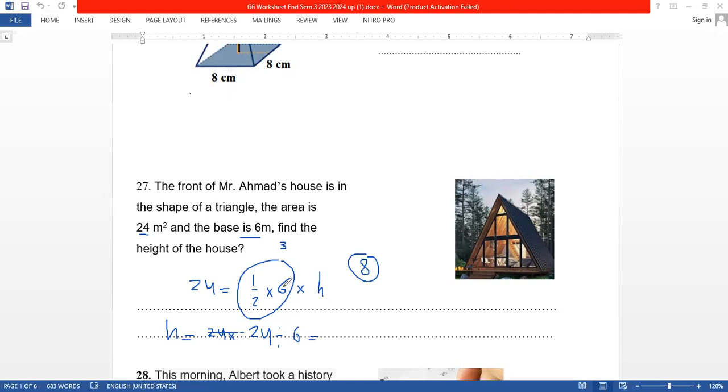I'm sorry, guys, here I think we have a mistake. 6 times 8 equals 48. Yes. So multiply the area by 2, I'm sorry, guys, 2 times the area, then divide by the base.